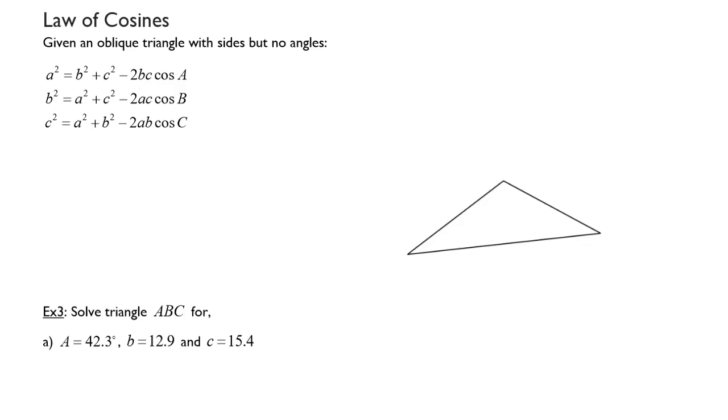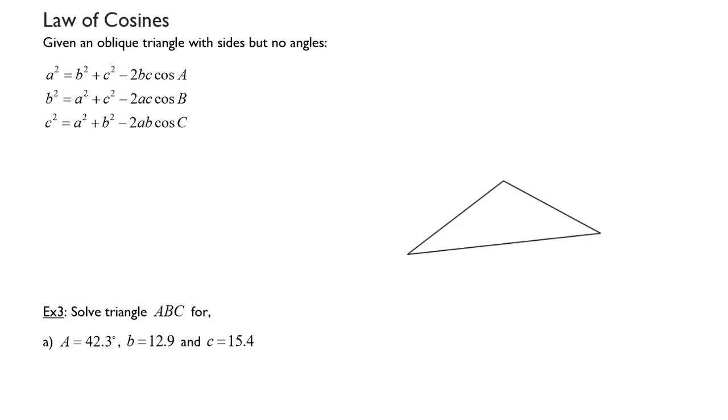Now let's take a look at the law of cosines. You will find law of cosines particularly helpful when you're trying to find the angles of a given oblique triangle with only sides given, or sides and angles but the angle that's the largest is not given. Here is the list of formulas that will help you find the correct angle you're looking for.